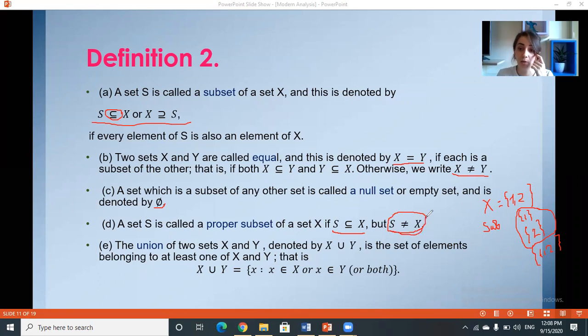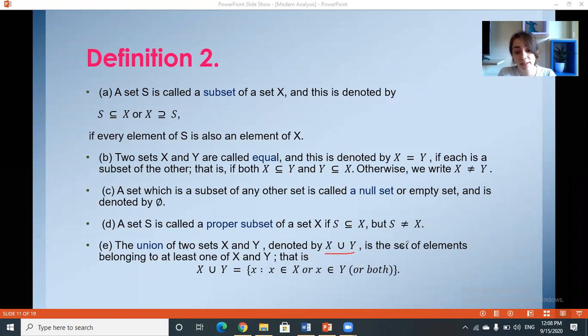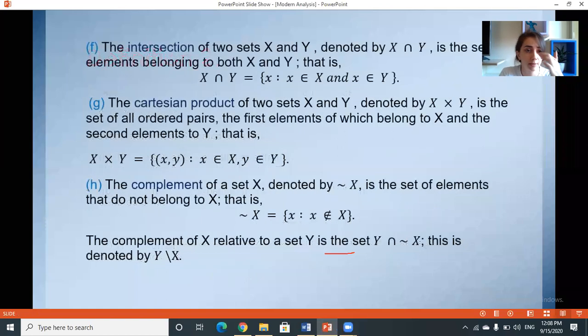The union of two sets X and Y, denoted by X union Y, is the set of elements belonging to at least one of X and Y. Let's give some examples on these sets. Okay, the intersection of two sets X and Y, denoted by X intersection Y, is the set of elements belonging to both X and Y.